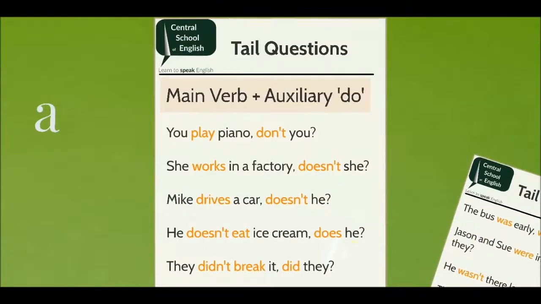If we want to make a tail question using a main verb, we must use the auxiliary verb do in our tail question. For example, "You play piano, don't you?" "She works in a factory, doesn't she?" "Mike drives a car, doesn't he?" "He doesn't eat ice cream, does he?" "They didn't break it, did they?"